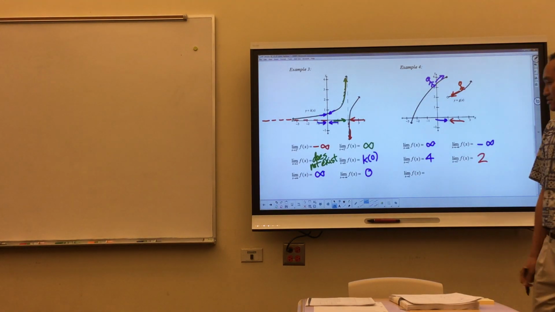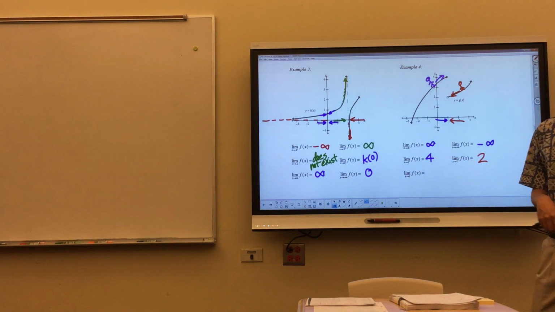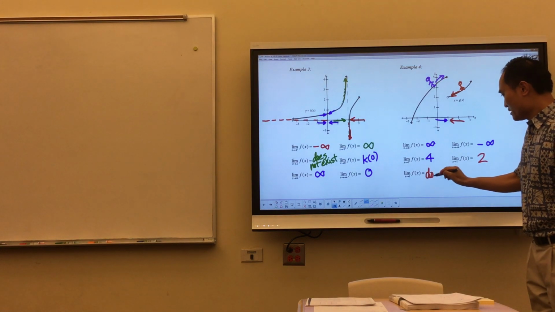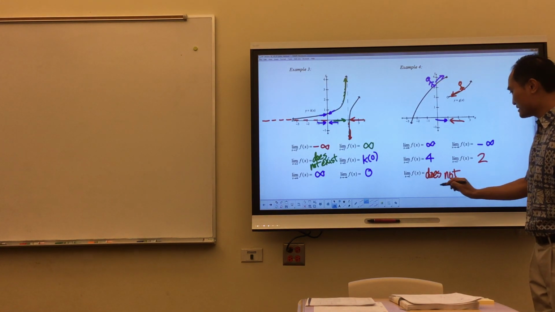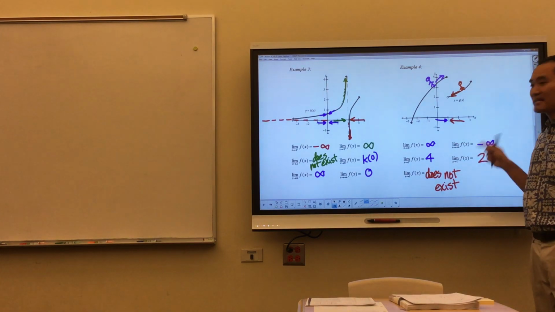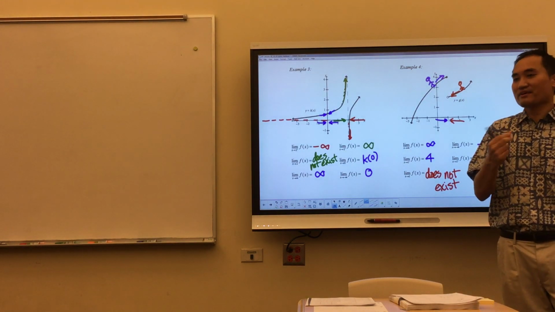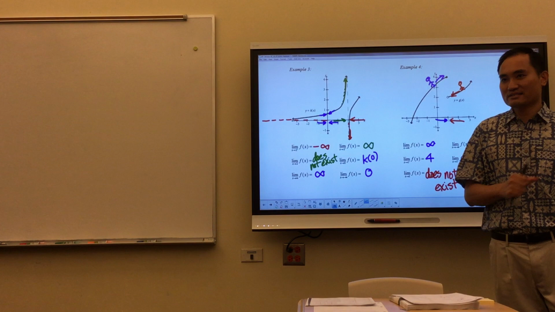Finally, as x approaches 1 from the left and right at the same time, the limit does not exist because these two don't agree. A limit has to be a single numerical value or it doesn't exist. Infinity and negative infinity are not values, so they are specific types of limits that don't exist.